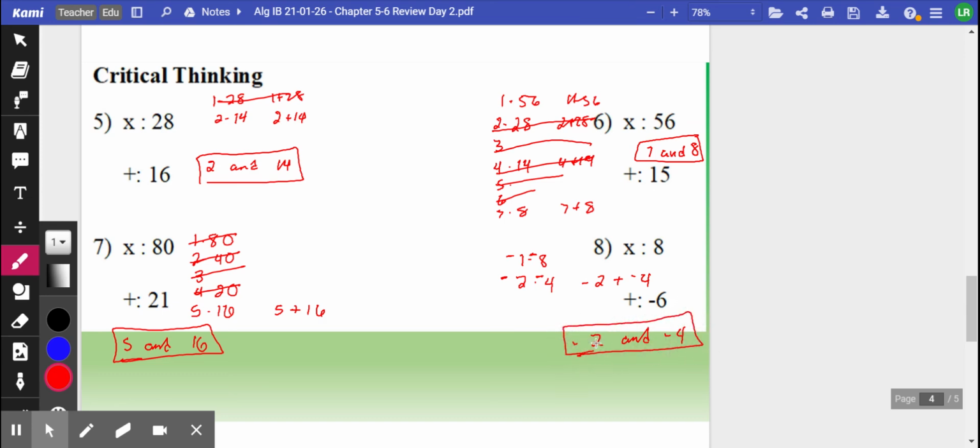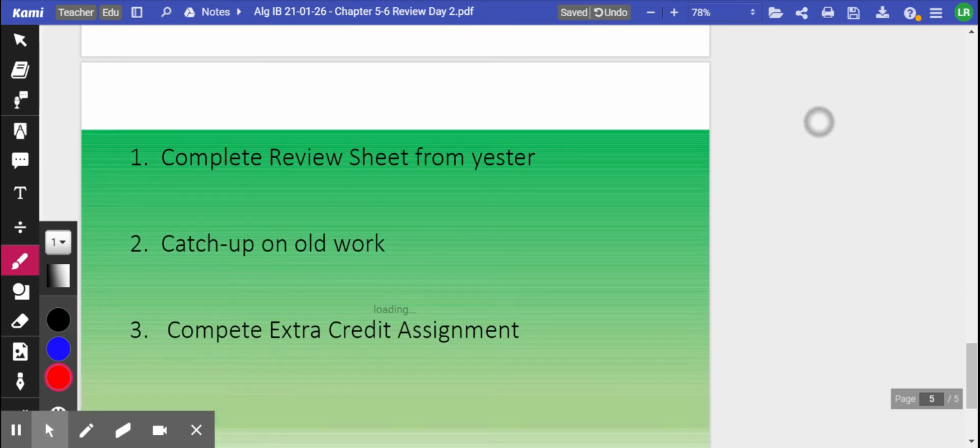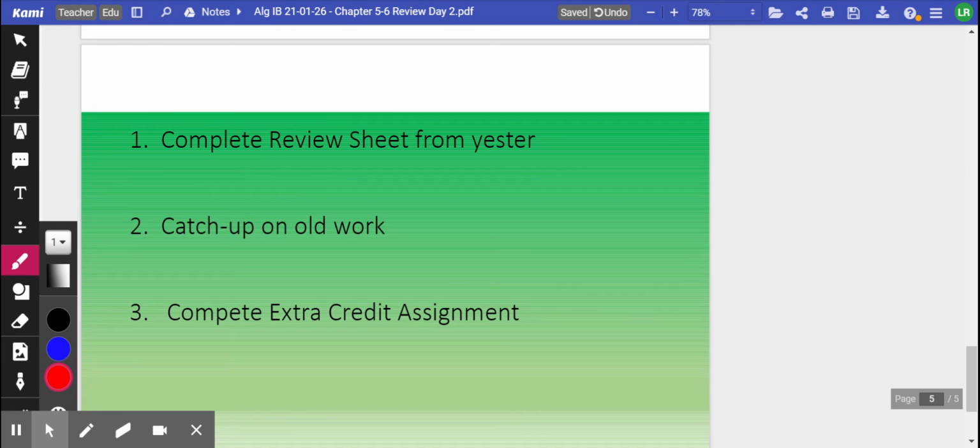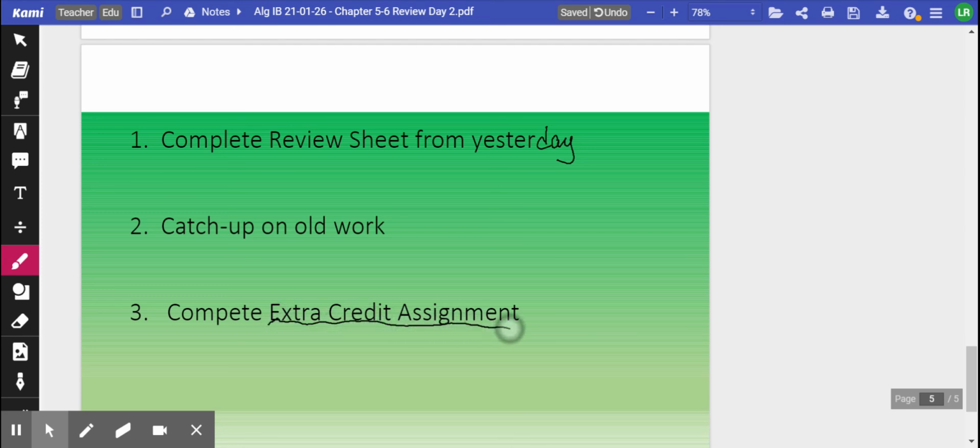Now, what I need y'all to do is we're going to be working on the review sheet. It is the one from yesterday. Then make sure you're catching up on any old work, especially quizzes that you have not taken yet. And then last but not least, some of you are all caught up with everything. If that's the case, I did assign an extra credit assignment on Alex. So you'd be able to go ahead and do that.